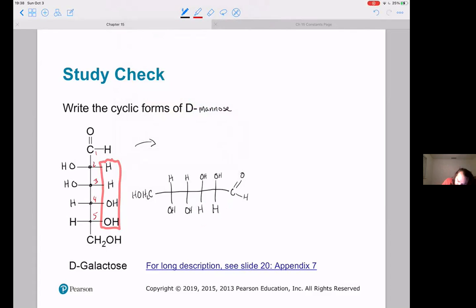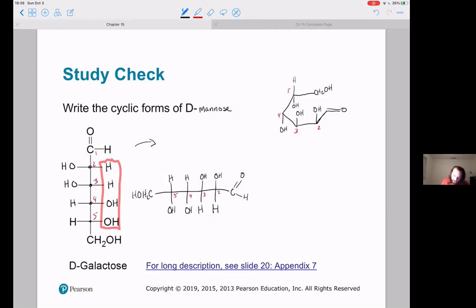Step 2 is we're going to draw our hexagon. The whole shtick of how we're drawing our hexagon is to make sure that carbons 2 and 3 are out front. Okay, so carbon 1, this is the aldehyde. On carbon 2, the OH group should be pointed up. On carbon 3, the OH group is up. Carbon 4, the OH group is down. Carbon 5, the OH group is down. And then on carbon 6, that's that CH2OH.